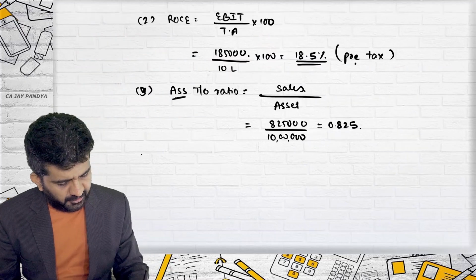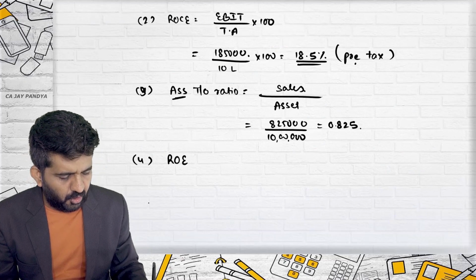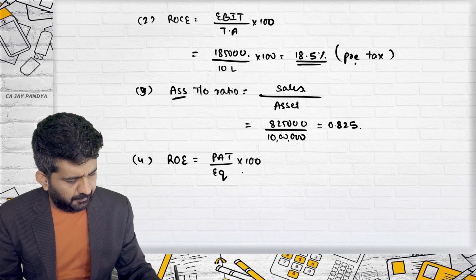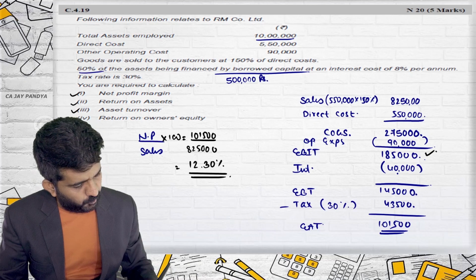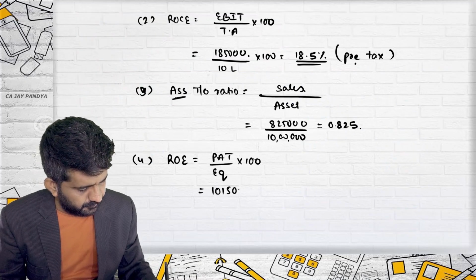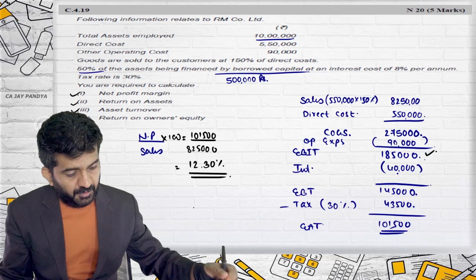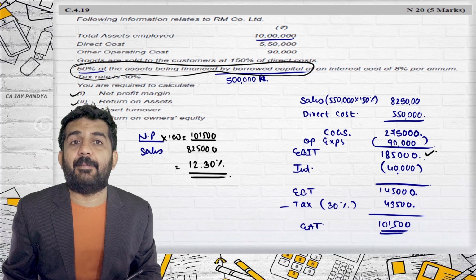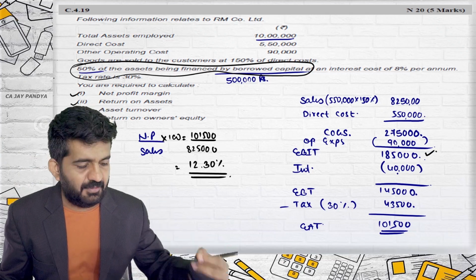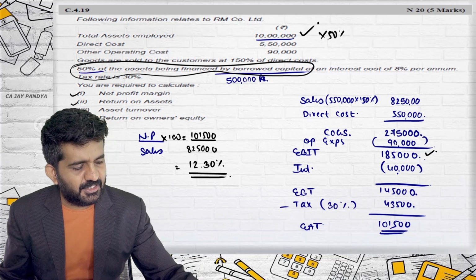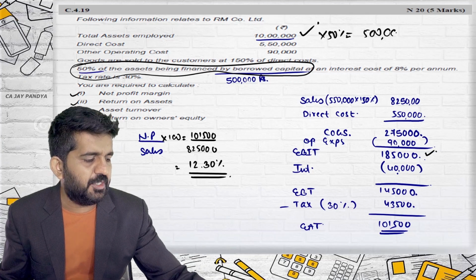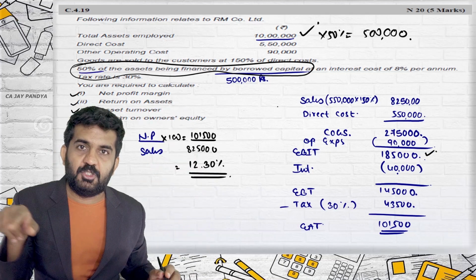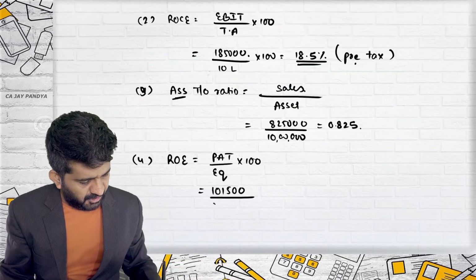4. Return on equity. Return on equity is PAT upon equity multiplied by 100. What is profit after tax? 1,01,500. What will be equity? Concentrate. 50% of assets are being financed by borrowed capital. So the remaining 50% will be financed by equity. So 10 lakhs into 50%, that is 5 lakhs rupees, will be financed by equity. See, total on asset side is 10 lakhs. 5 lakh is borrowed capital. So 5 lakh will be equity plus reserves. That is nothing but equity.